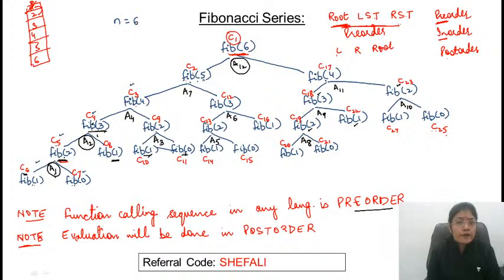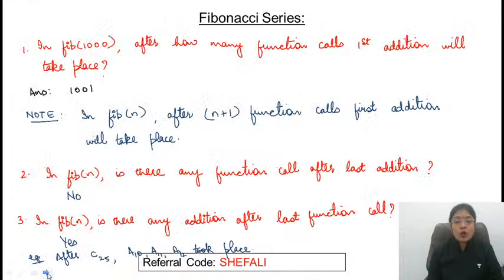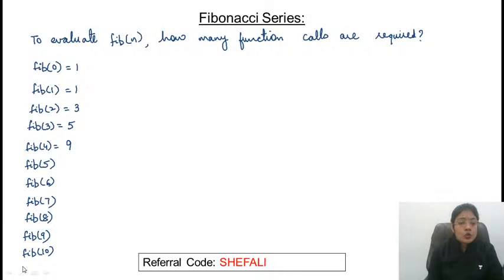For Fibonacci of 5, how many function calls are required? 1, 2, 3, 4, 5, 6, 7, 8, 9, 10, 11, 12, 13, 14 and 15. So how are you getting this value? See, Fibonacci of 5 के लिए अगर calculate करना है, Fibonacci of 4 में जितनी function calls आ रही हैं, those many function calls plus number of function calls for Fibonacci of 3, दोनों को add किया plus 1 for Fibonacci of 5. Yes, very good, Bhaskar. It's the number of function calls required for Fibonacci of n minus 1 and n minus 2, plus 1.